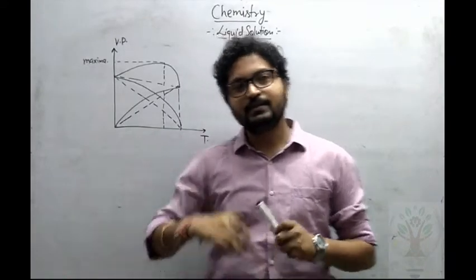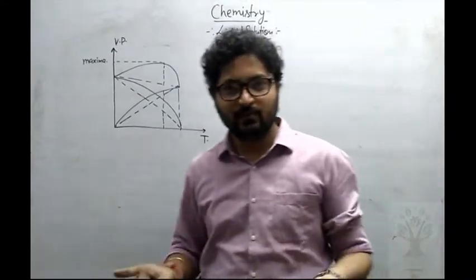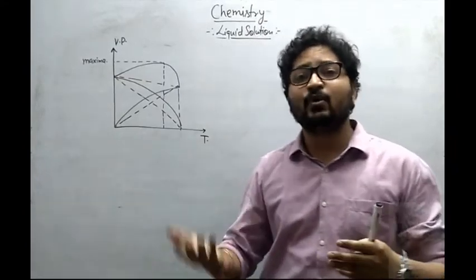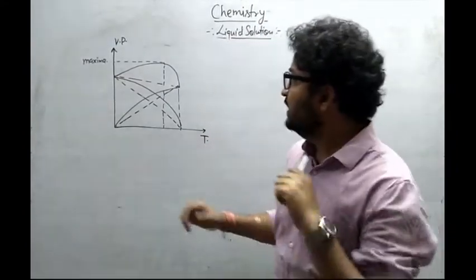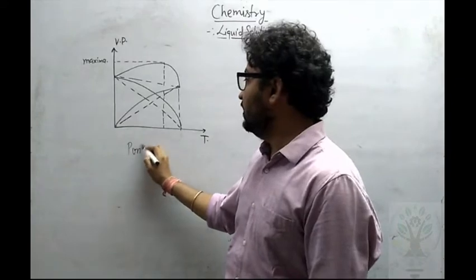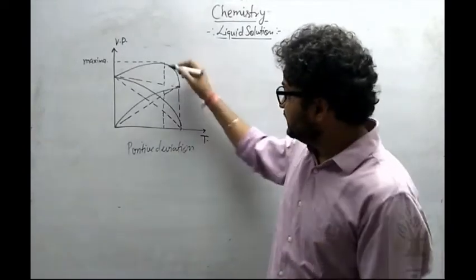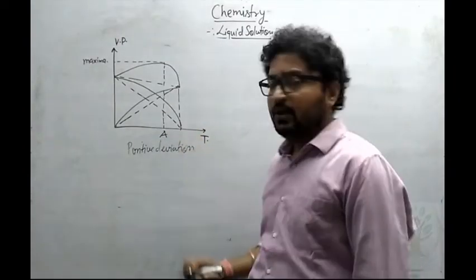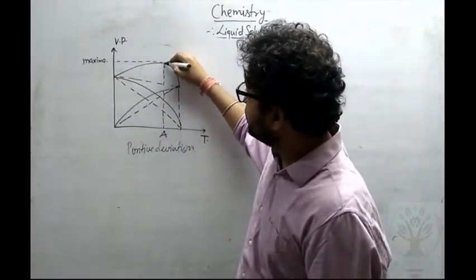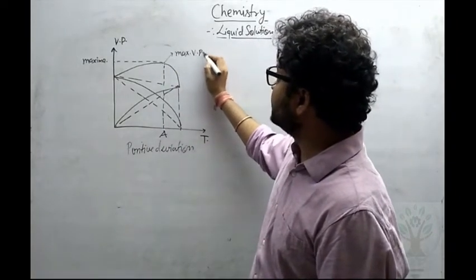Now for your understanding purpose, although it is not in the syllabus, let's understand what is the meaning of minimum boiling point azeotrope and maximum boiling point azeotrope, and how it works. What is the meaning of the same composition in liquid and vapor form? Let's understand this. See, this is the graph for vapor pressure and temperature showing positive deviation. Now for this composition, let's say point A, I hope you can see there is a maximum coming. Maximum coming means at this composition you will have maximum vapor pressure.